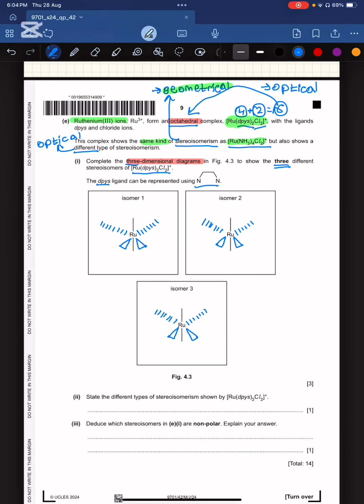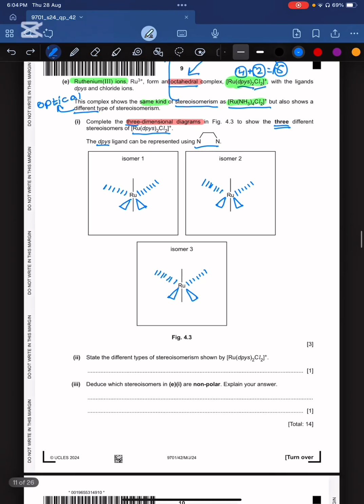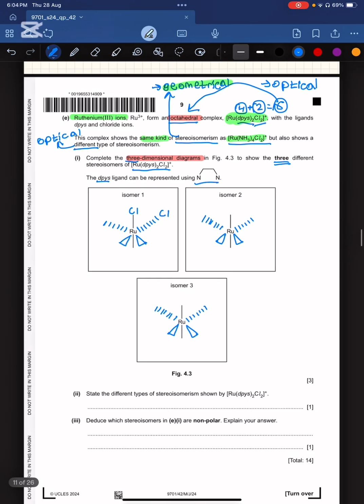Now, what I was saying is we could make a cis isomer so that isomer one would become the geometrical isomer, and then we would make the mirror image. So isomer 2 would become an optical isomer. For isomer 3, we could make a trans isomer, that works as well. Or you could also make a trans isomer, a mirror image of a trans isomer, and then a cis. Even that works, but I choose to make the mirror image of the cis since it's much easier. I'll put a Cl and a Cl here, and I can represent the DPYS ligand using this. So that's what I'll do right now.